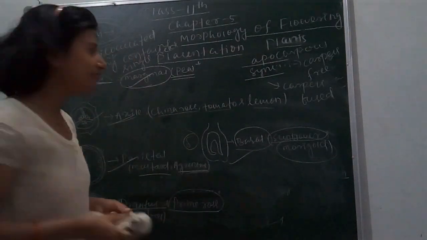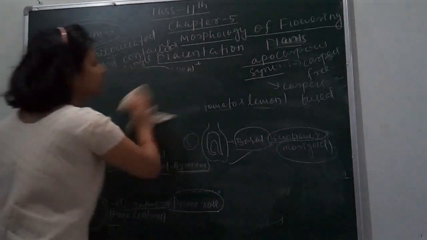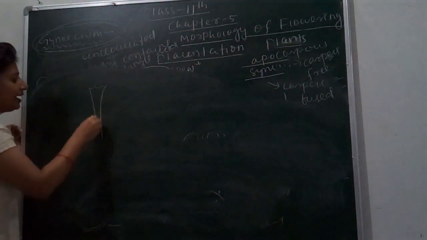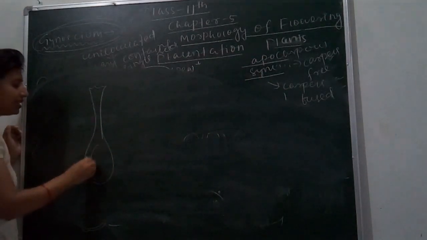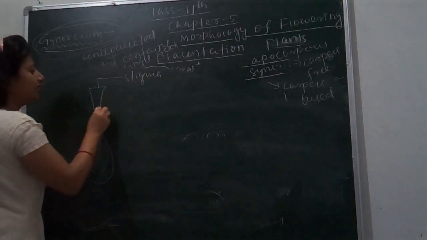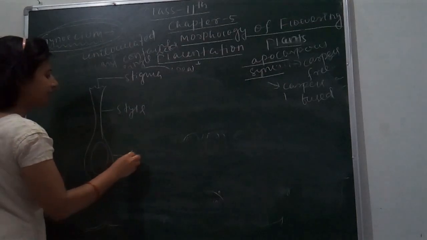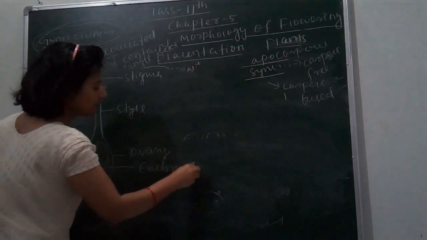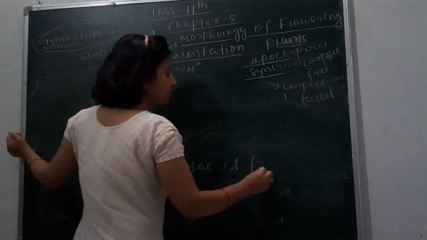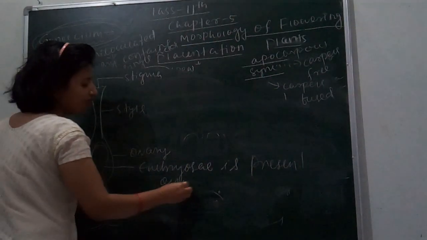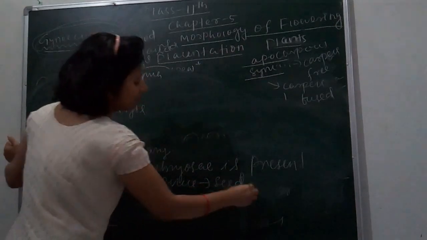As I have told you, the gynoecium is the female part, and it consists of stigma, style and ovary. You have already studied this in class 10. This is stigma, this is style, and this part is ovary. Inside this ovary, the embryo sac is present, which further converts into ovule and then seed. Clear? So this is the female part, which is called gynoecium.